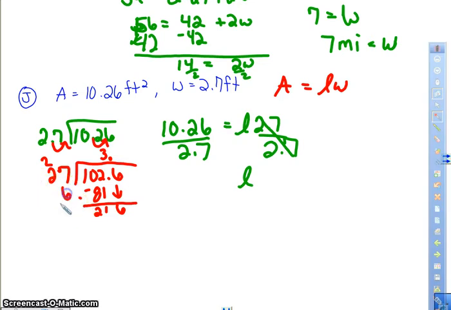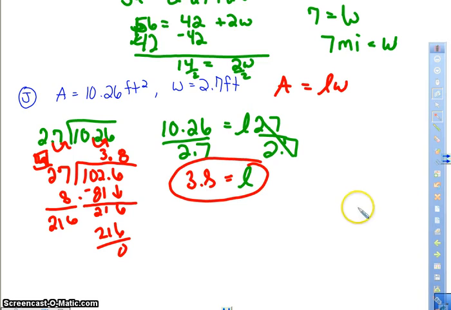Let's try 6 times. 6 times 7 is 42, carry your 4. 6 times 2 is 12, plus 4 would be 16, not big enough. So let's keep going up. Let's try 8. 7 times 8 is 56. Carry your 5 over. 8 times 2 is 16 plus 5, and that's perfect. Okay, so it goes into it 8 whole times. So L equals 3.8. Little review of dividing decimals there.